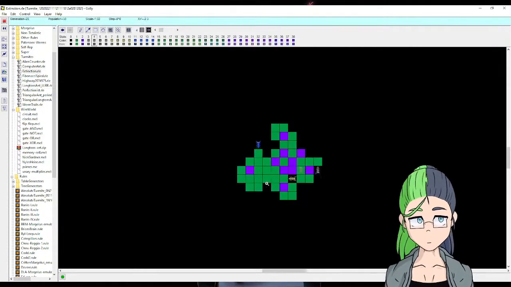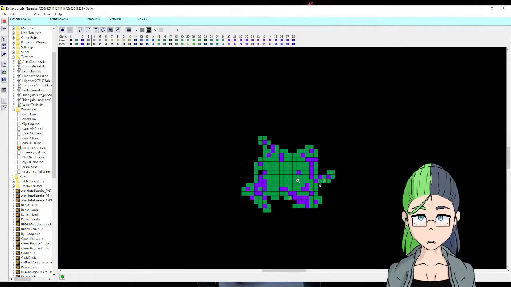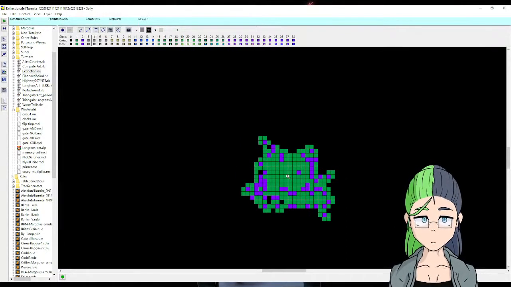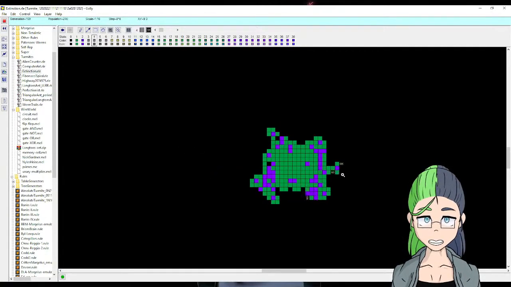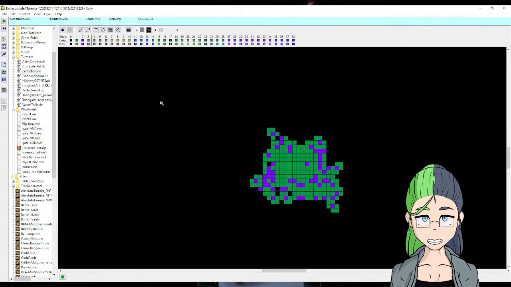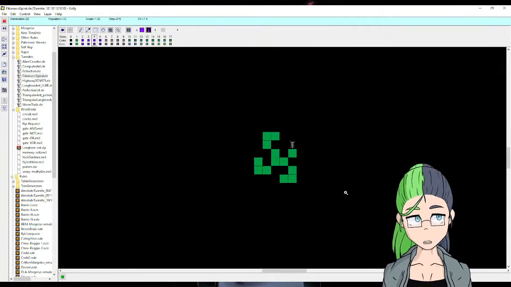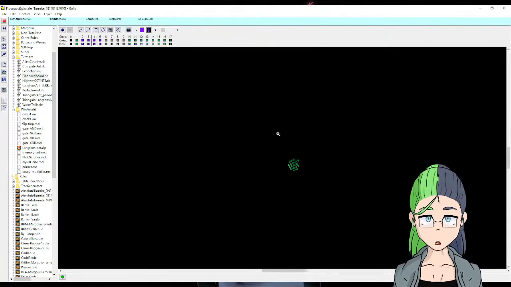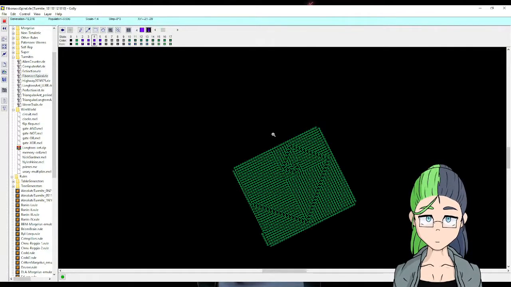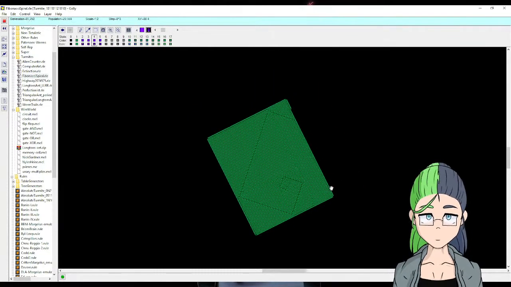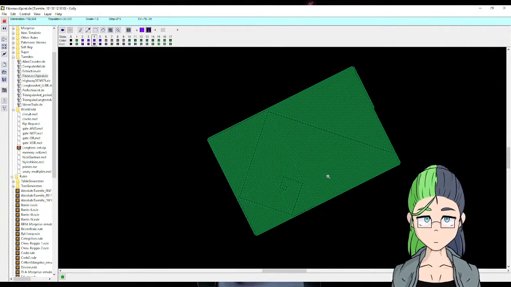Interesting. Extinction. What's this? Oh? Was that it? Not really sure what that... Oh, it's a Fibonacci spiral. Very nice. Go faster. Oh, that's really cool.